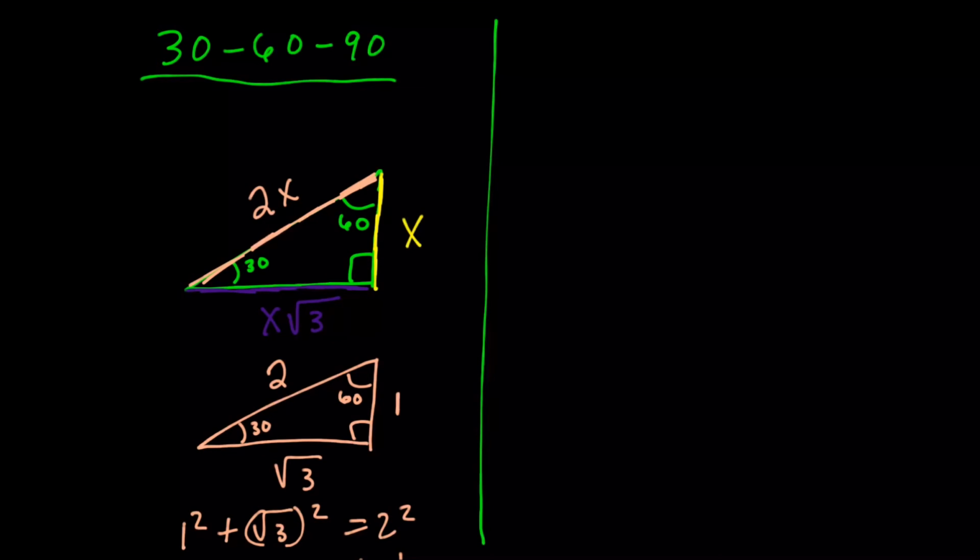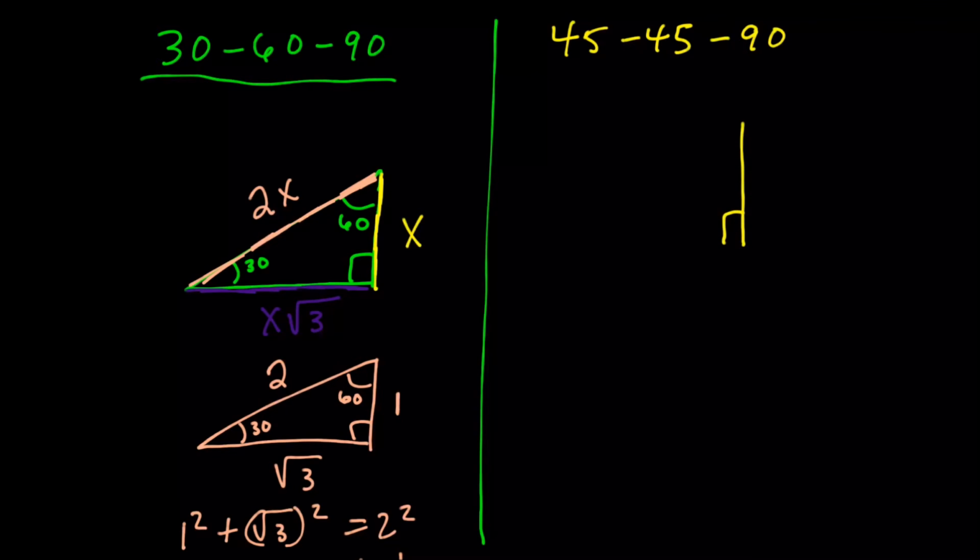Alright, now we're going to look at a 45, 45, 90 triangle. Well, now you definitely can guess what this one's going to look like. It's going to be a right triangle where both of the non-right angles are 45. So in this case, again, we have a formula: if we know one side, we can find the other sides.